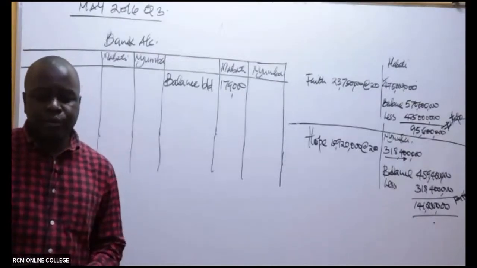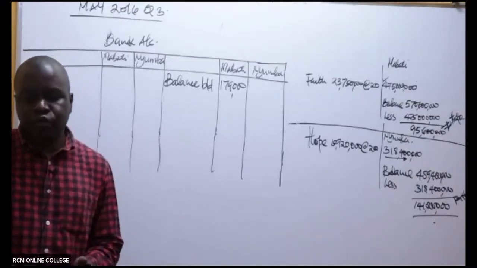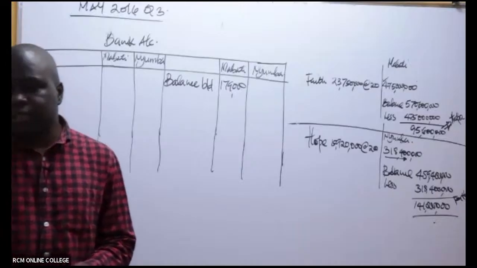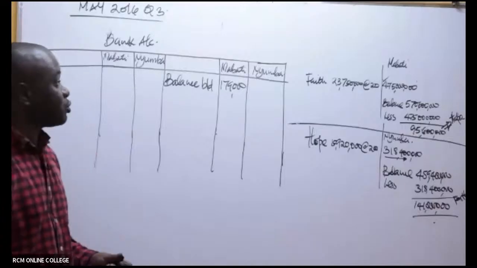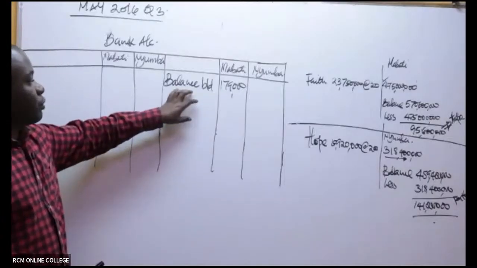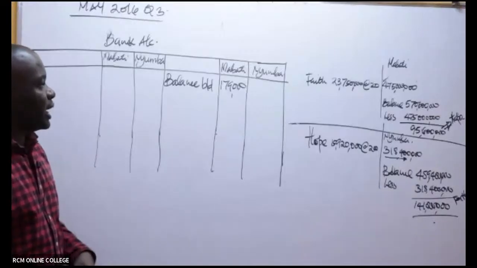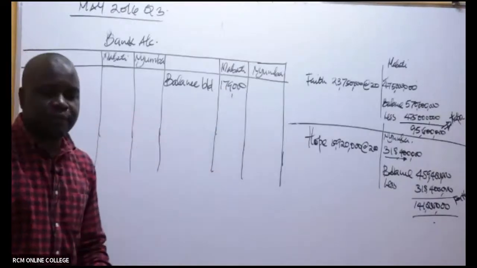So exactly, Mabati took over what? The bank overdraft, because you can see it in the business purchase account. So it means their balance brought down, in terms of the amount at the bank, will actually be negative, a negative of 179 million.